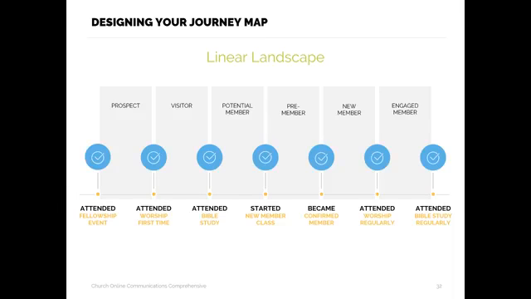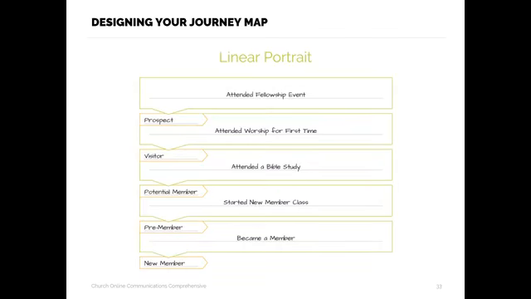But you might also have a linear portrait. And this is a little bit simpler. This is coming straight from the free download that we're providing, where you might want to make it just real simple to say, here are the actions that they take. Now they become this stage. They attended a fellowship event. Now they become a prospect. They attended worship for the first time. Now they become a visitor.